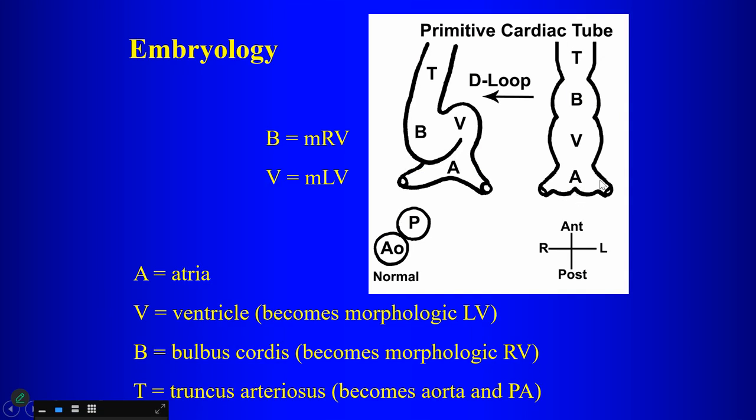So here's our primitive cardiac tube. To go over that again, we have the atria, we have the ventricle here that's going to form the morphologic left ventricle, the bulbus cordis, which is going to form the morphologic right ventricle, the truncus arteriosus, which becomes the aorta and the pulmonary artery. Normally, this loops to the right, and so the bulbus cordis of the right ventricle here winds up there to the right of the left ventricle. Then the atria will loop behind it. Okay.